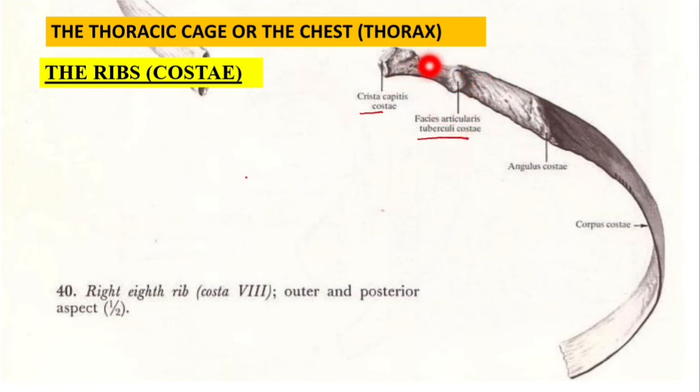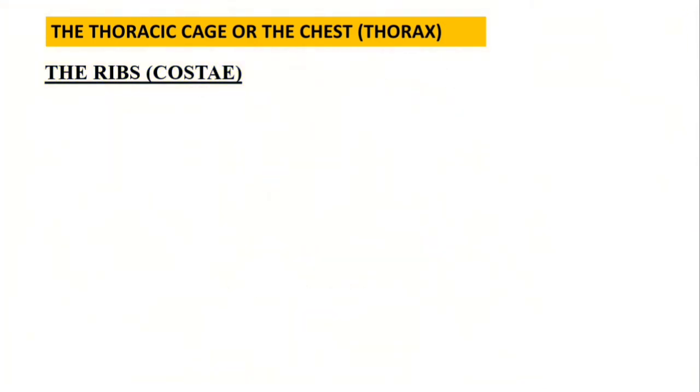Here you cannot see this, but in typical ribs, on the neck there is a crest called crista colli costae. There's a crest here also. But don't worry about that, because this is more of a posterior view. On the posterior side, that's the only way you can see the angle, the angulus costae, and of course the shaft or body, corpus costae.